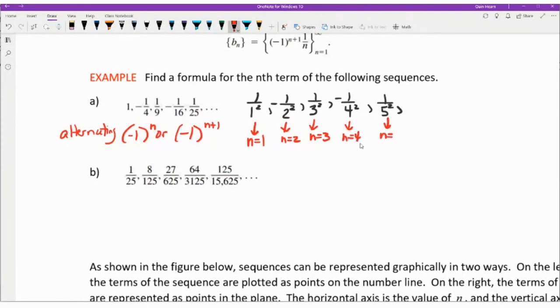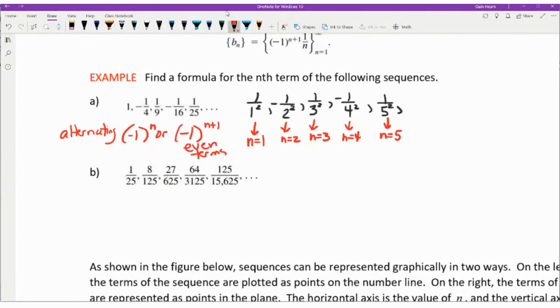Okay, so we want to, what do you notice? Where do you see n? You see n appear in each denominator, right? Being squared. And then, yes, as far as the alternating goes, it depends on whether the negative shows up in the even terms or it shows up in the odd terms. So in this case, it shows up in the even terms.